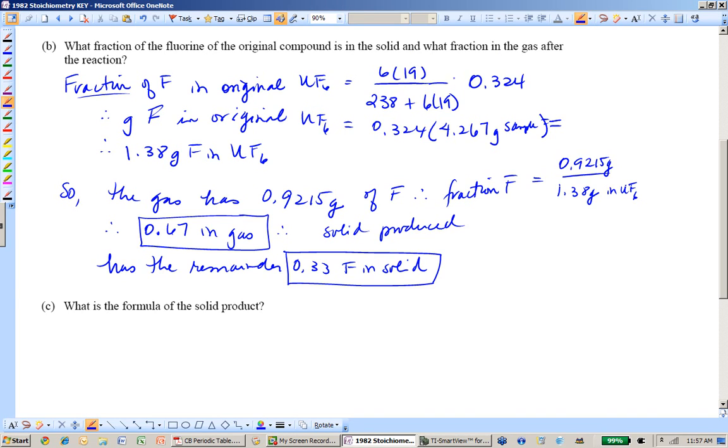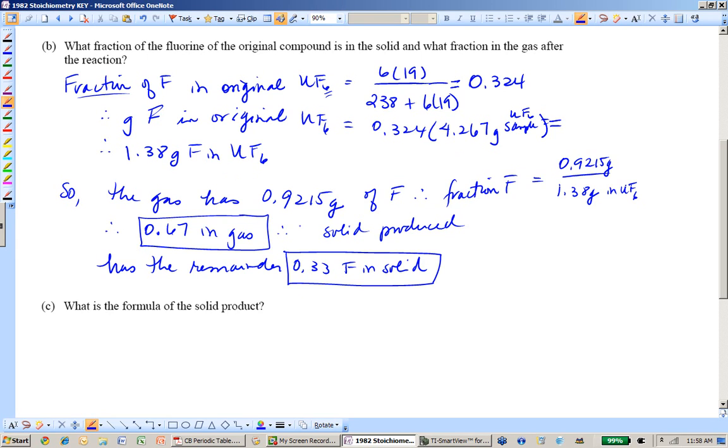So by mass, that is simply 6 times 19, since there's 6 fluorines and they're 19 each, over the total. So this is part over whole, over the total of 238 for the uranium plus that 6 times 19 for all those fluorines, and you come out with 0.324. So the grams of fluorine in the original is 0.324 times the mass of that original sample. That was your UF6 sample. That came out to be 1.38 grams of fluorine in the UF6.